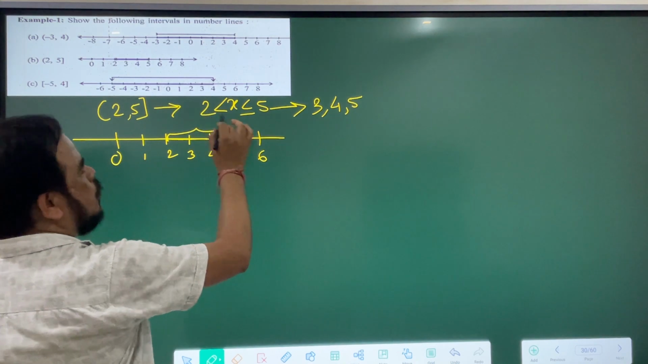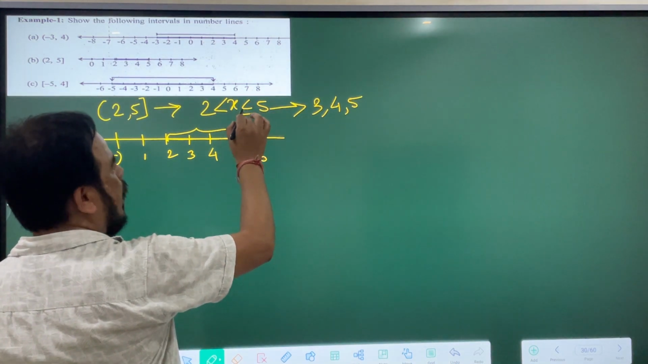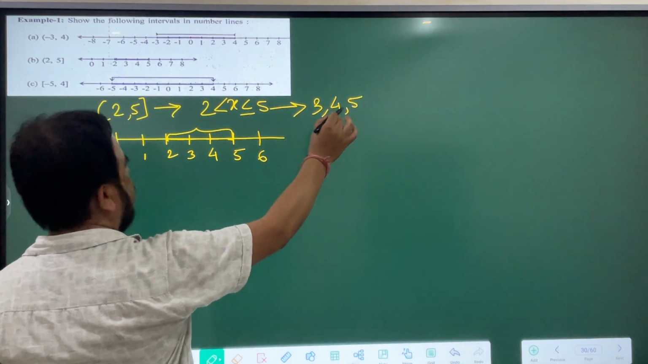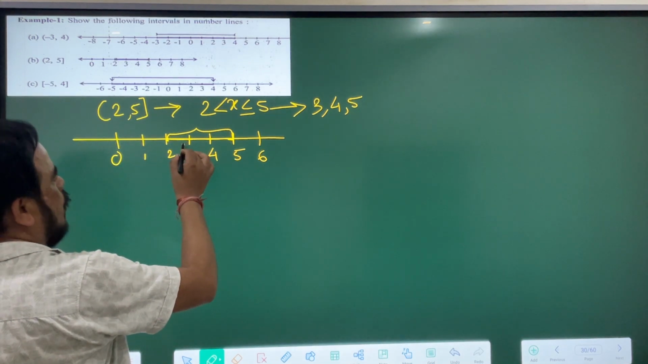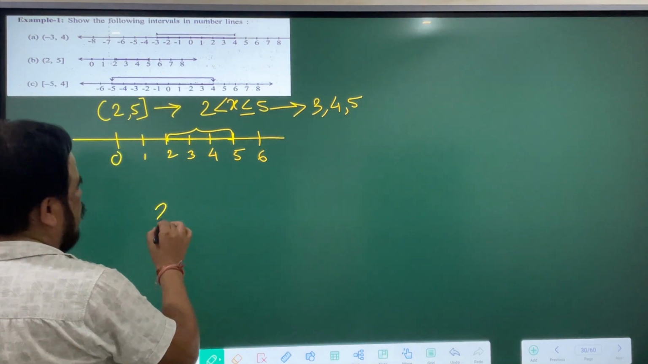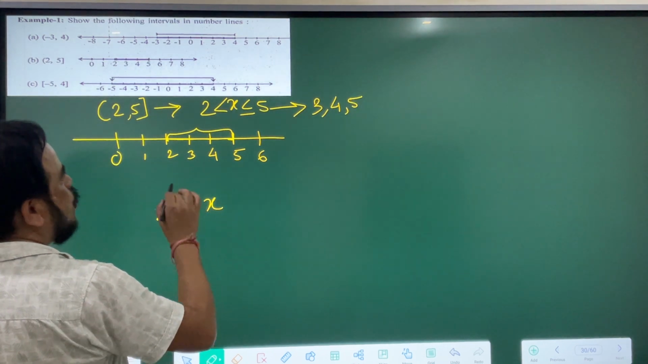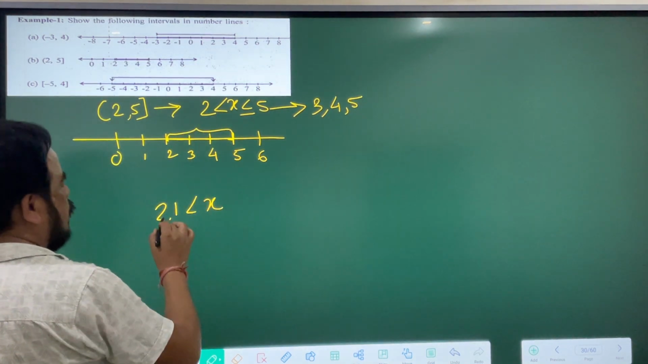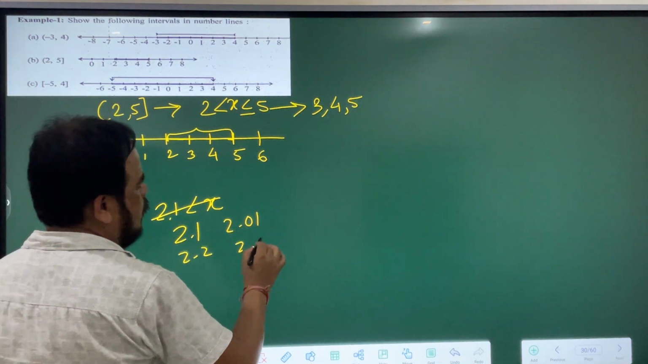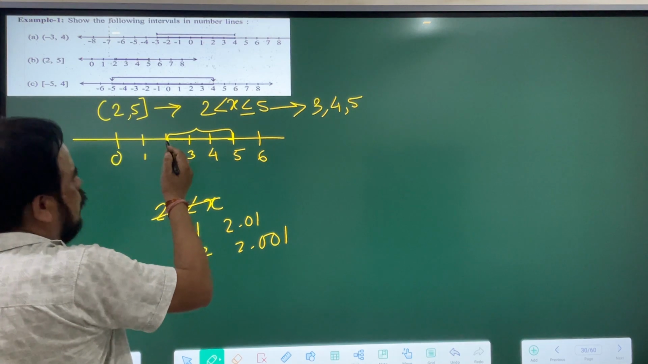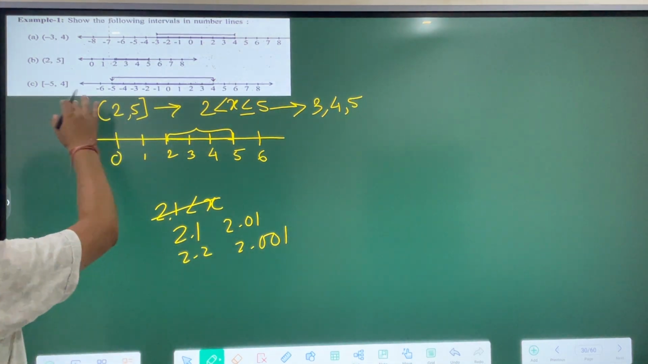X is greater than 2, so we will start from 3. X is smaller than or equal to 5. Equal is there, so we will use 5. So that means after 2, 2.1 is also, look here, greater than 2. X is greater than 2. So 2.1, 2.2, 2.01, 2.001. So after just 2, everything will be greater than 2, correct? So you understand, I think. So this way you can understand this one also.